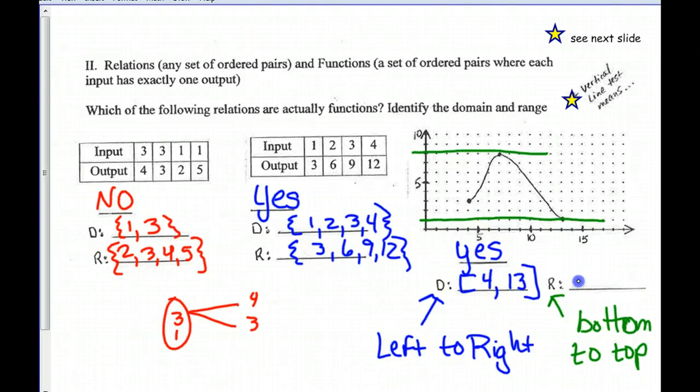What is the minimum value? 1, and it looks to me like we just need hard brackets again. And the upper value? 8. All right. All of that should have been reviewed, yes? We're good?